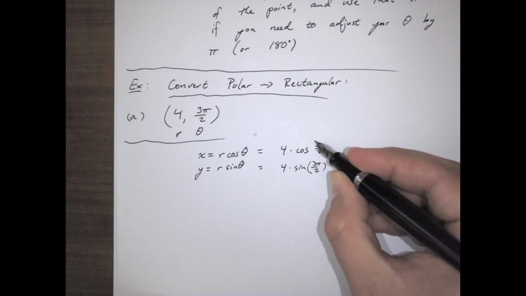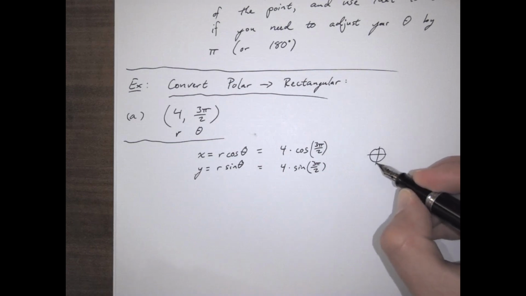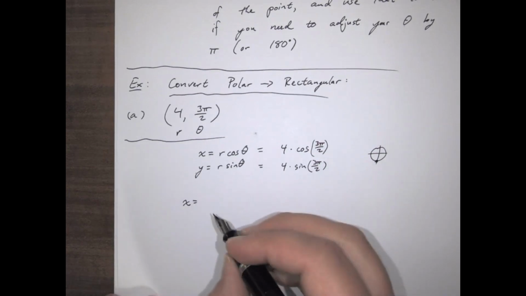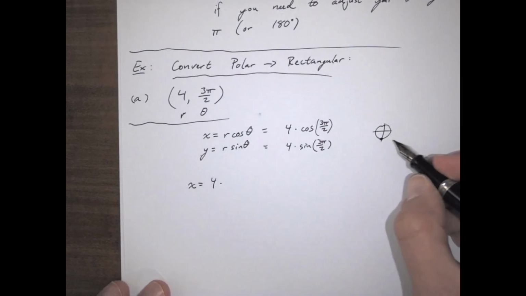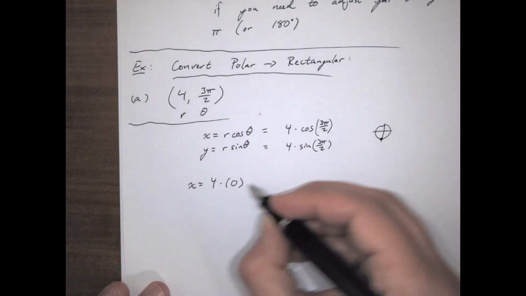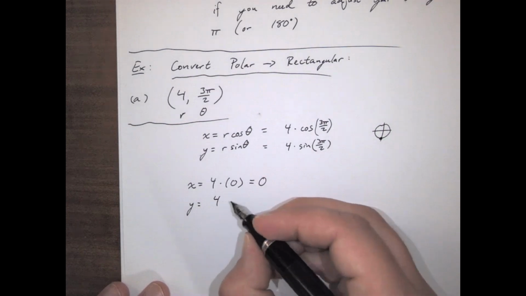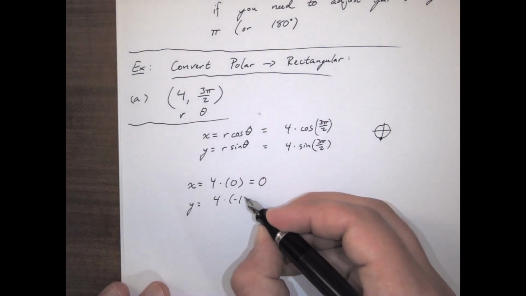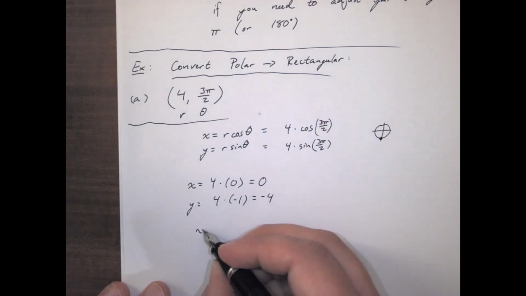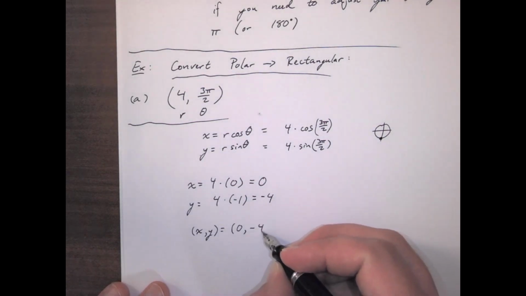And here we don't need a calculator. 3 pi over 2 is a known angle to us. That's pi over 2, pi, 3 pi over 2 down here. So x is going to equal 4 times the cosine, which is the x value, which is 0. And y, on the other hand, will equal 4 times the sine, which is just going to be -1, giving us -4. So the xy coordinates will be 0, comma, -4.